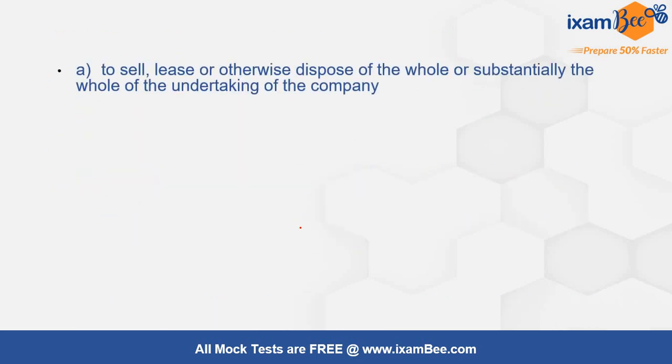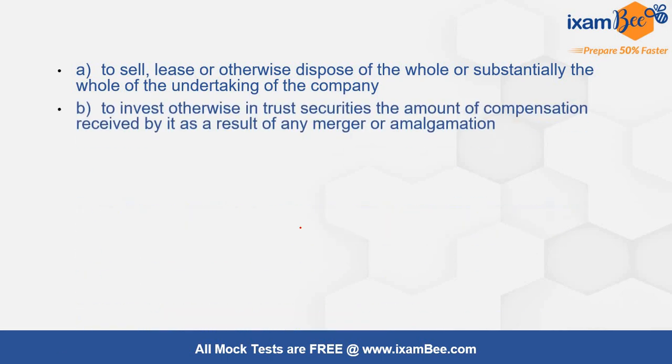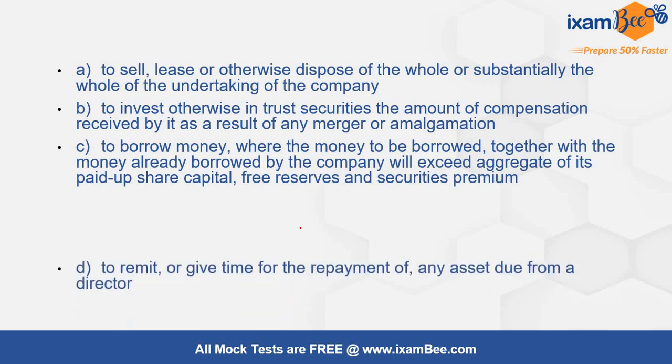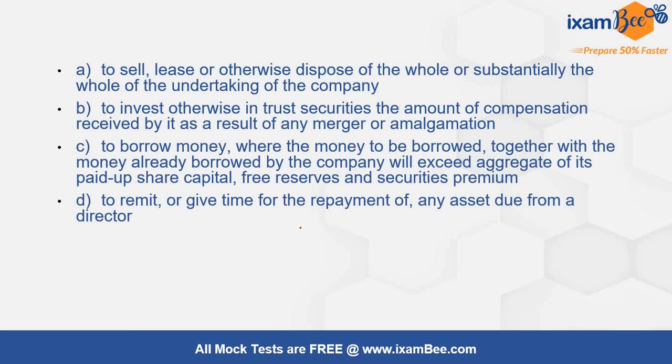To sell, lease or otherwise dispose of the whole or substantially whole of undertaking of the company; invest in trust securities the amount of compensation that is received as a result of any merger or amalgamation; to borrow money where money that is to be borrowed with the money already borrowed will exceed aggregate of its paid up share capital, reserves and securities premium; to remit or give time for repayment of any asset due from a director; all of the above. Now out of this, don't forget they are asking which is not correct. So the answer will be D, to remit or give time for repayment of any asset due from a director.